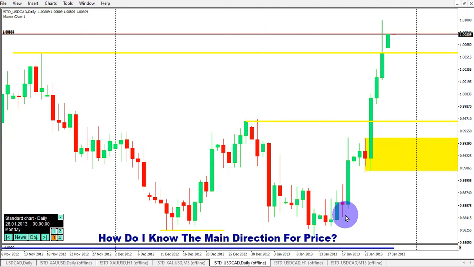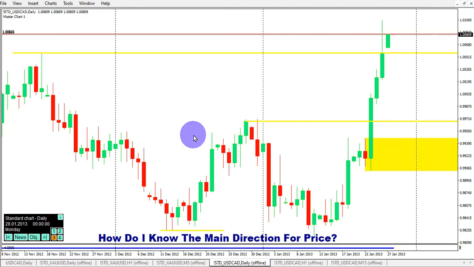So when you now jump to a chart that is correlated to this one, you can look at the price action there and say, okay, does this correlate positively? Does this correlate to what I'm seeing on the USD CAD? Because this is the USD CAD. Now, the CAD is a commodity-based currency. The Canadian dollar is a commodity-based currency.